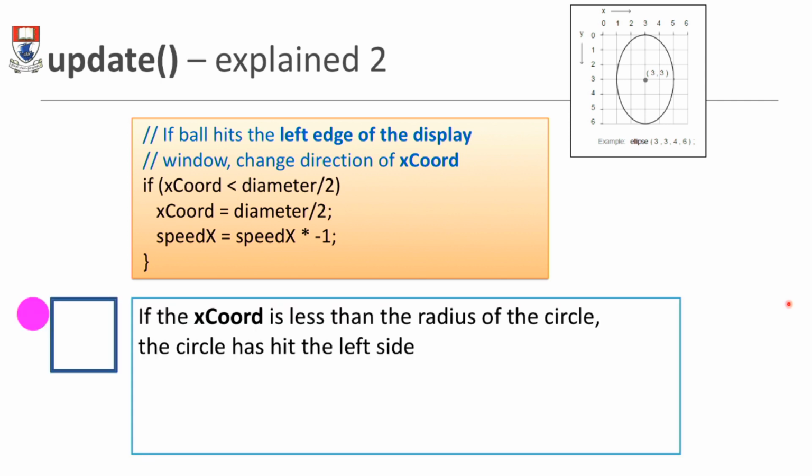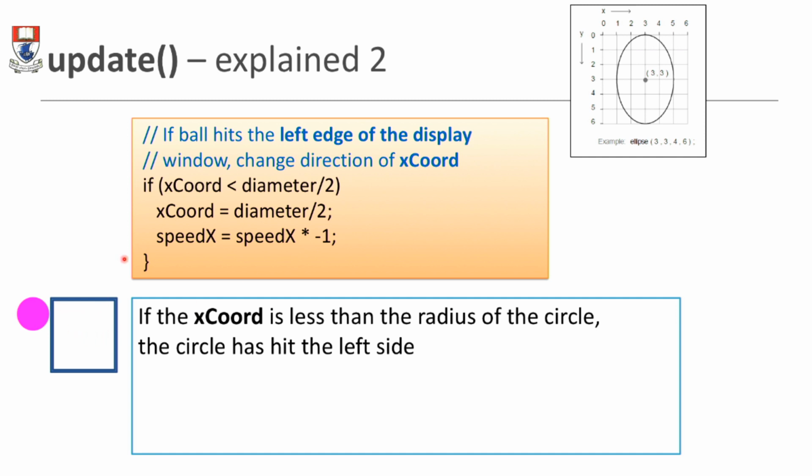If the ball hits the left edge of the display window, change the direction of the x-coordinate. So this is the picture that we've got. The box here represents the screen. The ball has gone off the left hand edge. How do we check for that? We're saying if the x-coordinate of our circle is less than the radius, then the x-coordinate equals the radius and speed x equals speed x multiplied by minus 1.